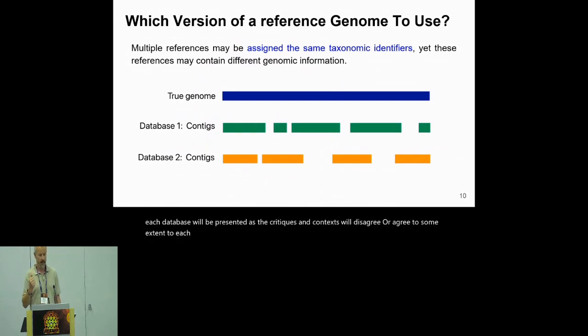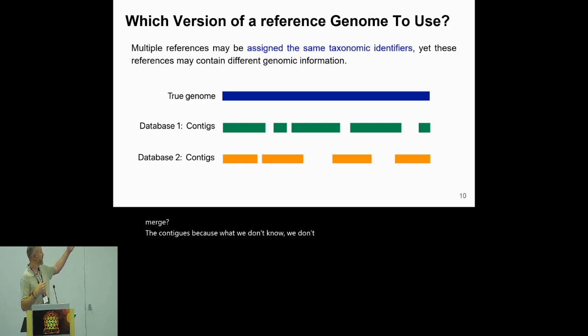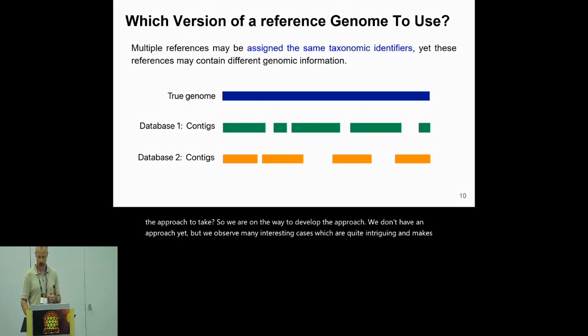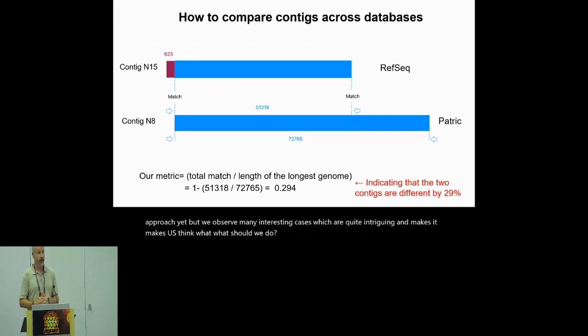The interesting question becomes, should we or should we not try to merge the contigs? Because we don't know the true genome. However, we know the contigs from database 1 and the contigs from database 2. So what approach should we take? We are on the way to developing the approach. We don't have one yet, but we observe many intriguing cases that make us think about what to do. The first step is to count how many times the genomes across the databases for the same species are different. So this is one example.